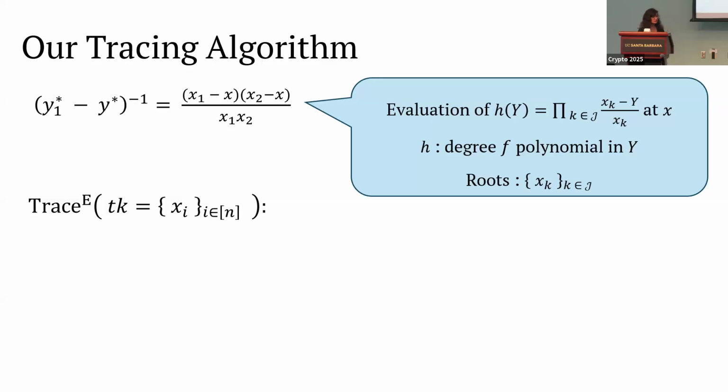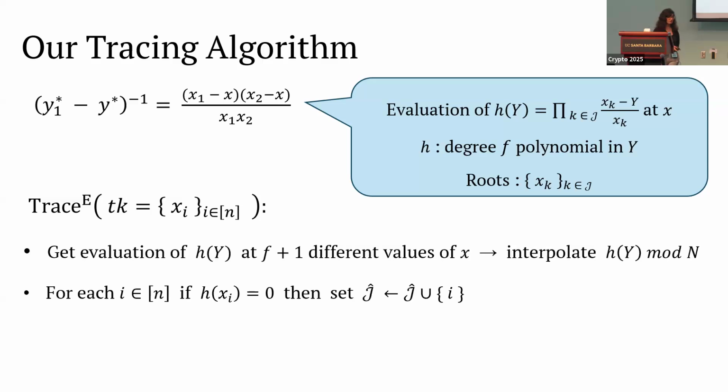So for the trace algorithm, recall that the tracing key contains all the xi values of all n parties. So what the tracer will do is as follows. It will get the evaluation of this polynomial h that we defined at f plus 1 different values of x. And it can do this by just running the box multiple times, and each time it runs it twice, as we saw in the last slide. So once the tracer gets f plus 1 evaluations, it can then simply interpolate this polynomial modulo n.